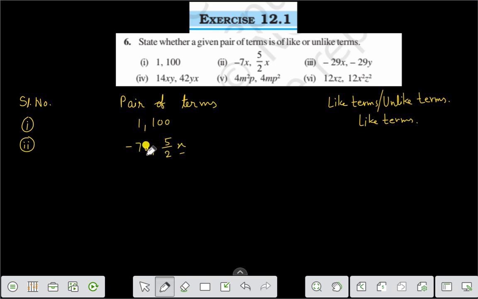Therefore, this variable is same, right? You do not consider the factor, fractions or the number. Only consider the variables. Variable is same and power is also same. Therefore, it can be said as like terms.